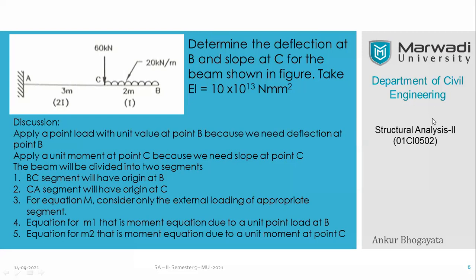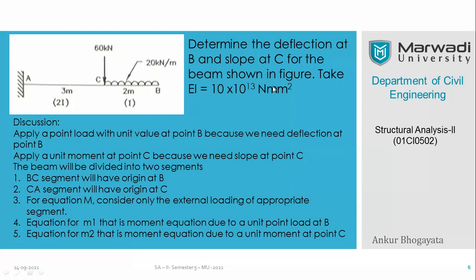Sir, it will be different, as at point C there is a point load of 60 kilonewton. And what about B? There is a UDL, right? Yes. So your answer is perfect. There will be a different value of slopes at point C and point B. We all know that definitely.